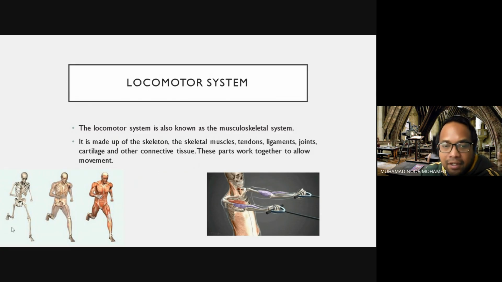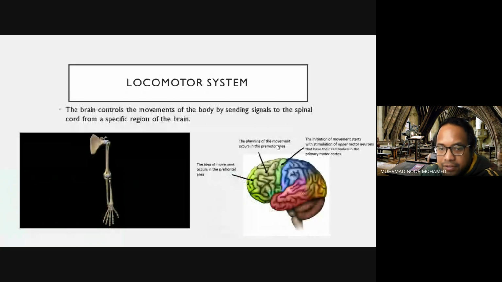Like what we can see here, we have a skeleton, and within the skeleton we have the nerve system, the ligament, the tendon, and finally the muscle itself. Here is another example when we talk about the locomotor system. Let's go back.